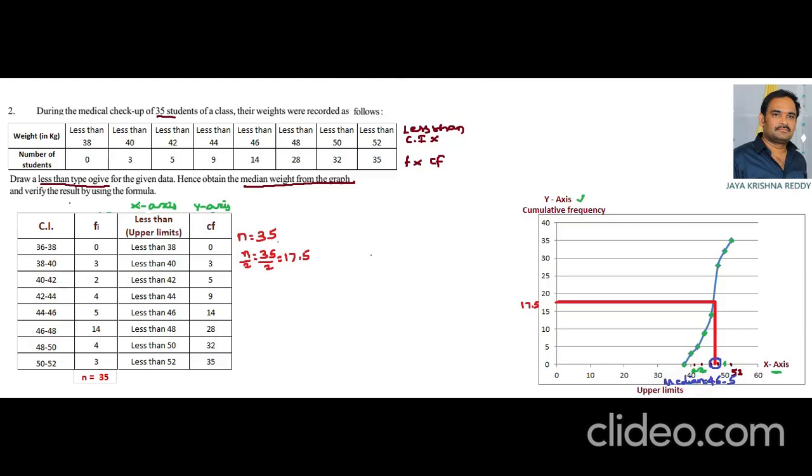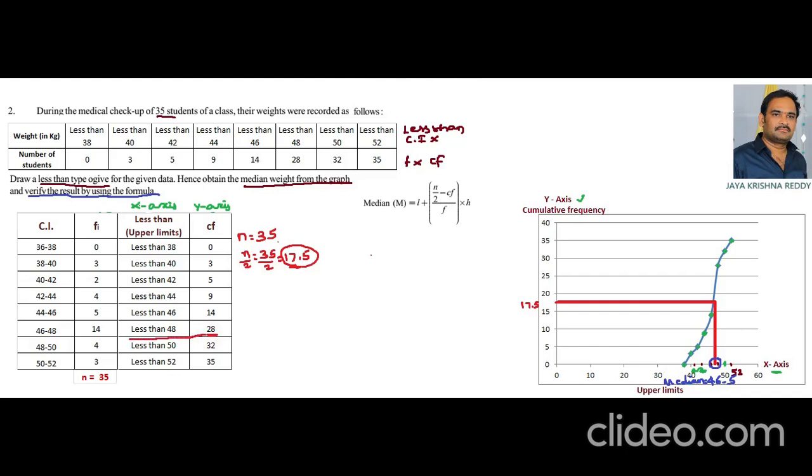And in the question it is given to verify the result by using the formula. And the formula is median equals L plus n by 2 minus CF by F into H. Now write the values which we have to substitute in the formula. From the table, n by 2 value is 17.5. So you have to find the value in the CF column which is nearest to 17.5 and greater than 17.5. So 28 is that CF value.